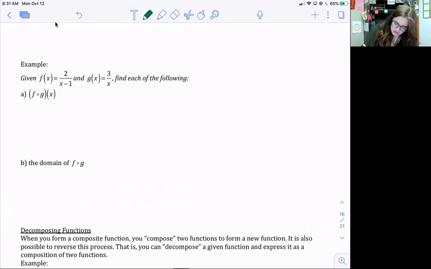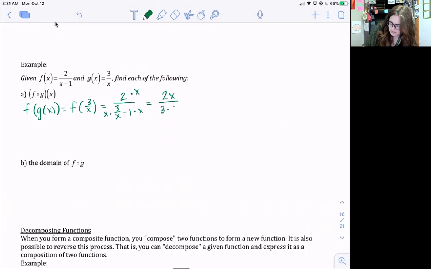Okay, so if we do that, f of g of x equals f of 3 over x, which equals 2 divided by 3 over x minus 1. Okay. We're going to go ahead and multiply everything by x, so that way we don't have a fraction within a fraction. So we have 2x divided by 3 minus x. Okay, so there's our composition.